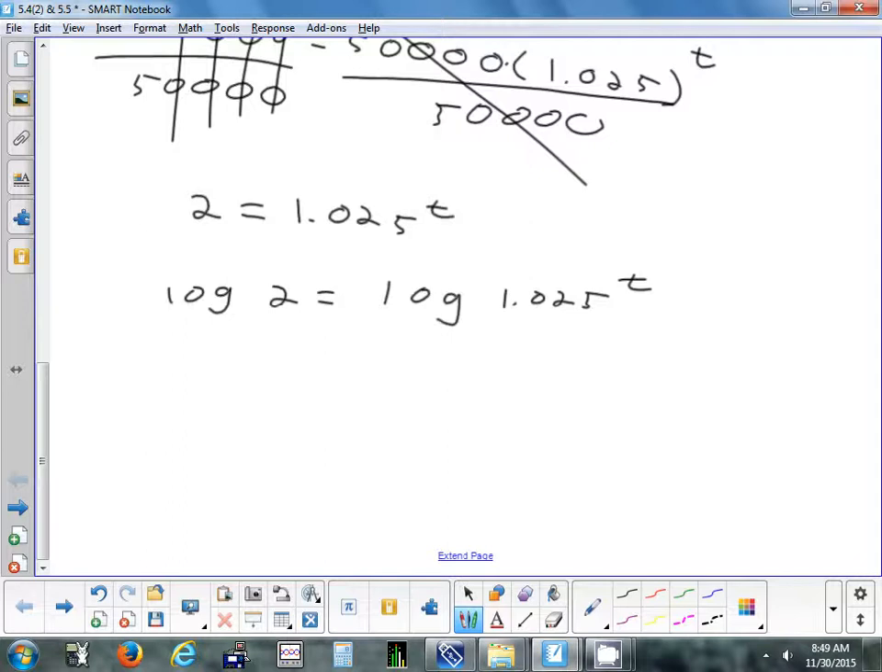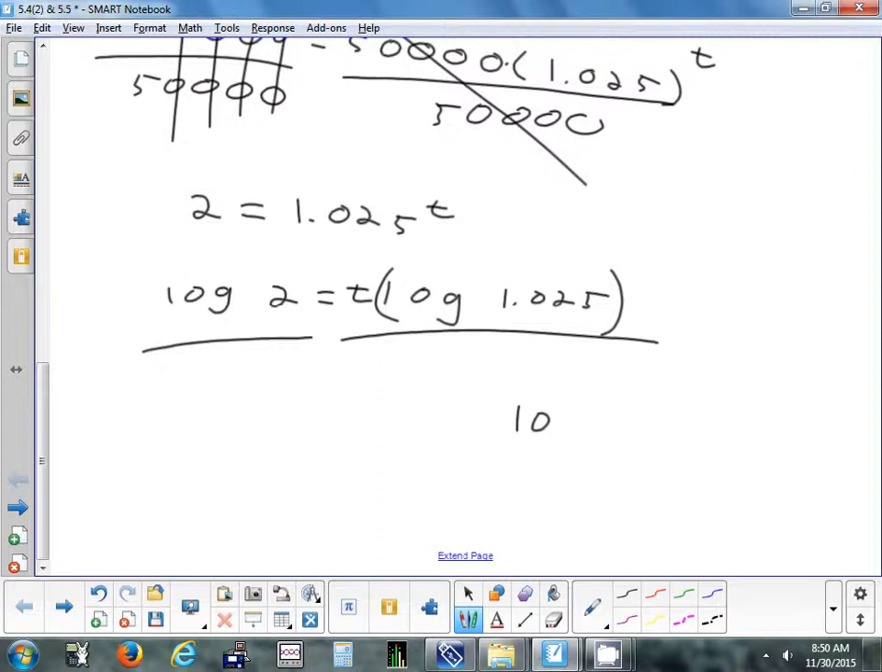Okay, now, because I have the word log, what am I allowed to do with that t? I'm going to put it in front. So rather than rewrite it another time, I'm just going to go like that. Okay, and now what would be my last step to get t by itself? Yeah, what would I divide by? Well, we want to get rid of the thing that's next to the t. Divide by log 1.025.